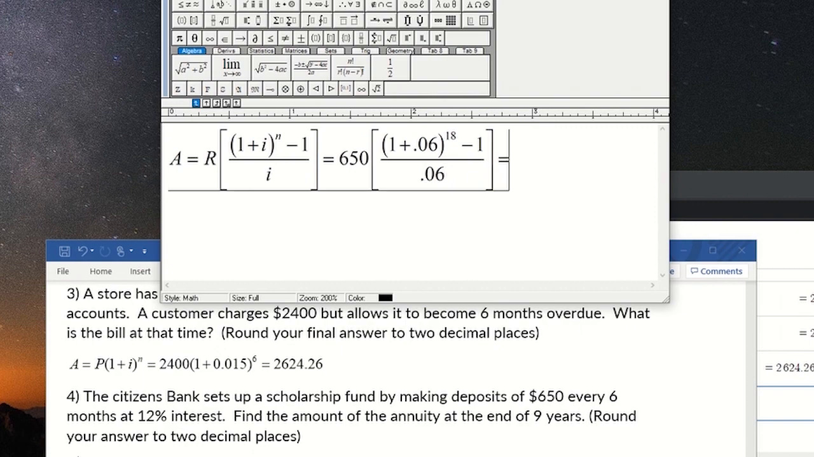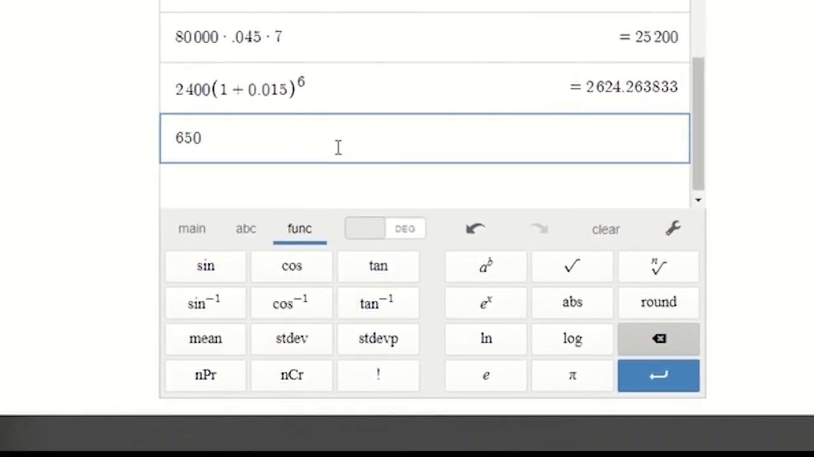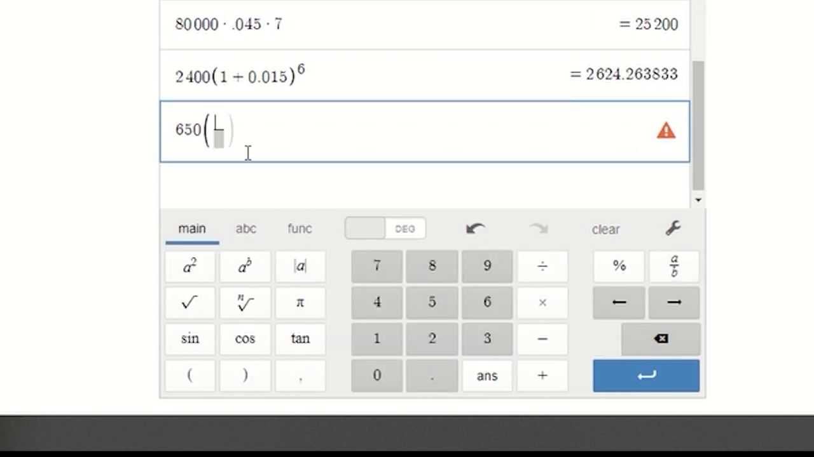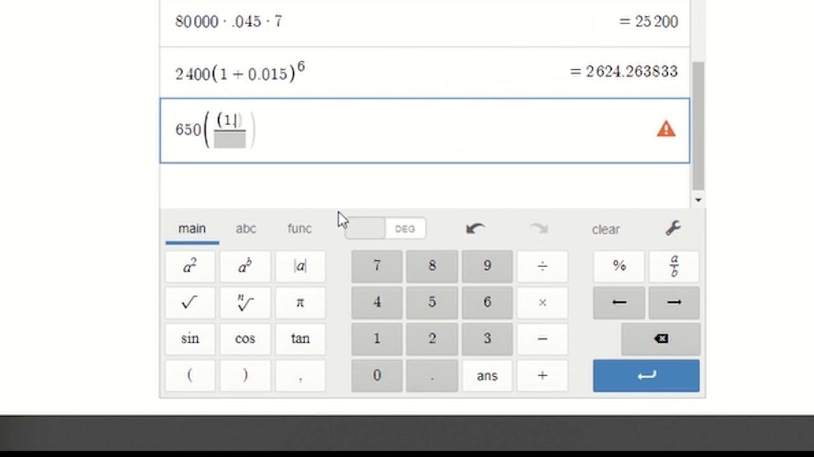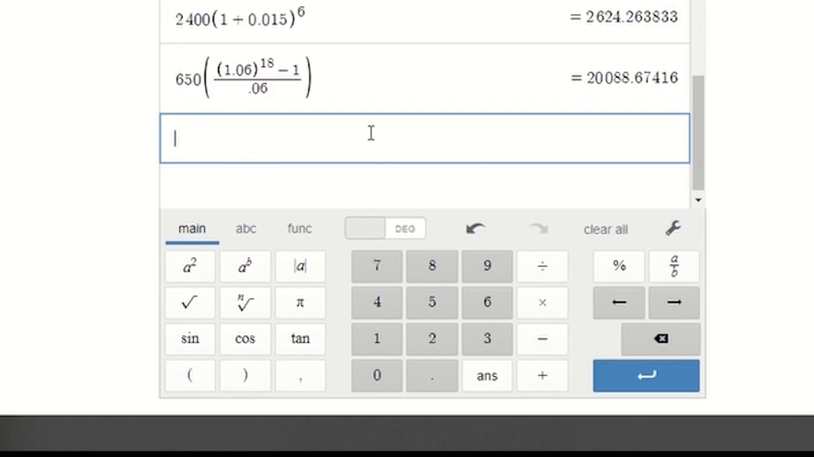Come over here, equals, go to Desmos, plug it in. We'll plug in 650. See how Desmos does at this. I lost the fractions. Go to main. There we go, fraction. And in the numerator, we'll put a parentheses 1.06. Actually, I didn't need those parentheses. Raised to the 18. Minus 1. We'll go to the right. Then minus 1. Wow, Desmos is really nice. 0.06. Okay. Enter.